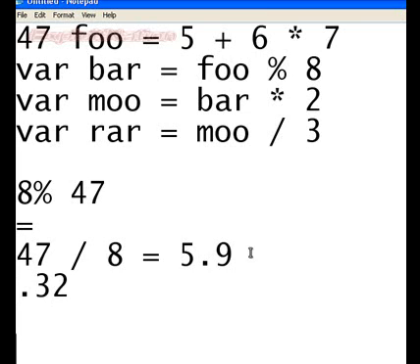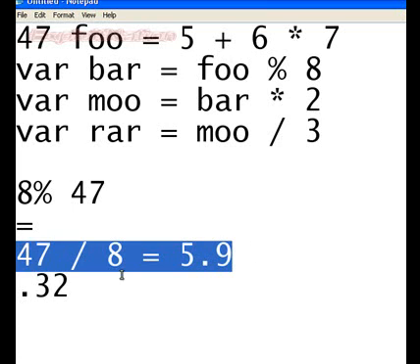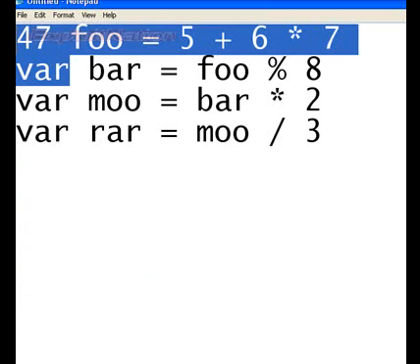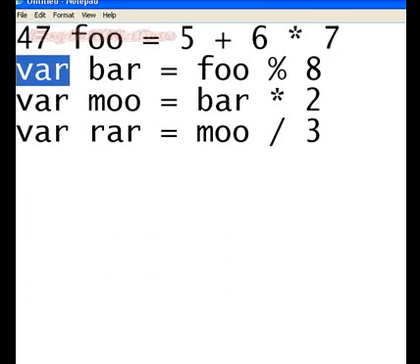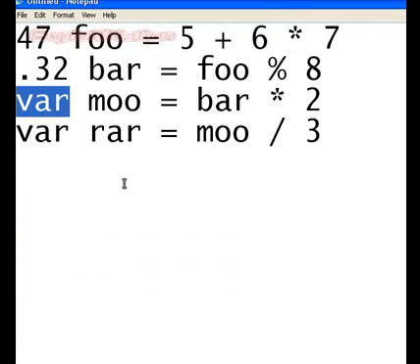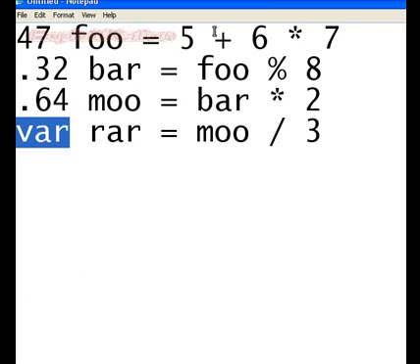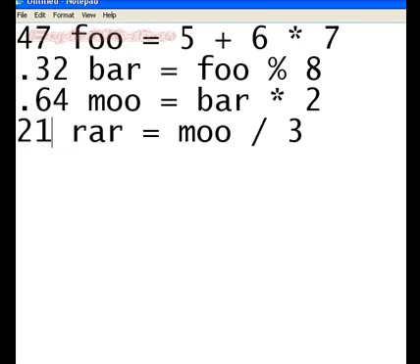0.33, 0.32. It's around 0.33, 0.32, and 0.31. I always go in the middle, 0.32. So we have bar is 0.32. Time to get moo. Bar times 2, 0.64. Moo divided by 3, that's 21.